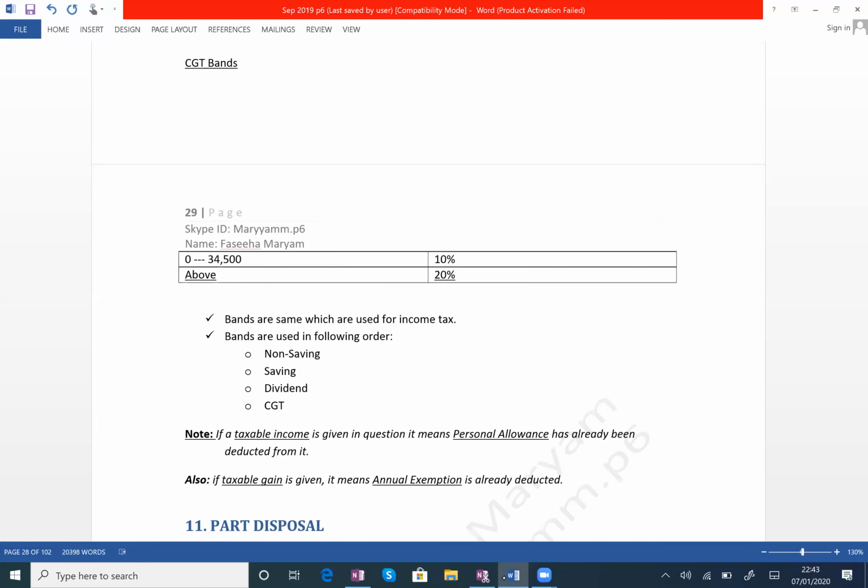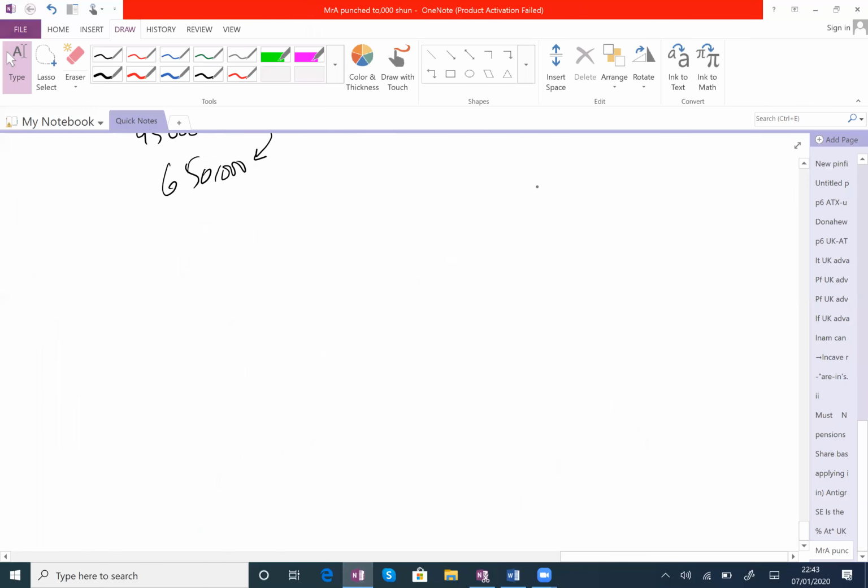Next line, the bands are used in the following order. Firstly, non-savings income uses the bands. This means firstly we apply the tax on non-savings income, then savings, then dividends, and lastly we apply the CGT. So firstly, incomes will consume the bands, and then gains, CGT will apply, so gains will consume the remaining bands.